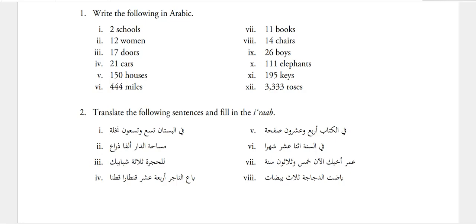Fil kitabi, in the book. Fifth number. Fil kitabi, in the book. Arbaun, 4. Wa ishruna, and 20. Safhatan, pages. Fis sanati, in the year. Isna, 2. Ashara, 10. So 12. Shahran, month. Umaru akhika, your brother's age. Al-an, now, is khamsun, 5. Wa salasun, 30. So 35. Sanatan, year.